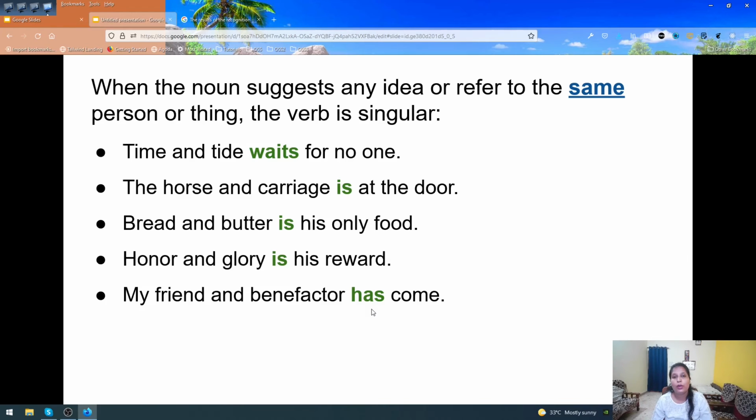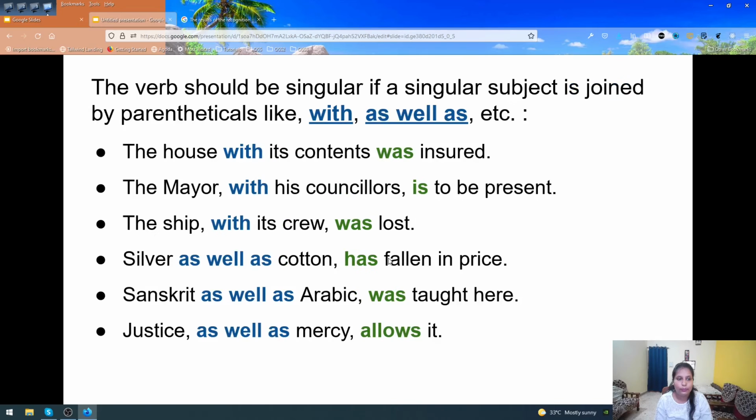Our second rule was when two singular nouns are connected by the conjunction "and", at that point of time our verb is always plural. Yes, and here our third rule, when we are talking about some idea or when we are talking about a person to whom we are referring again, at that point of time our verb is singular. Understood? So let us see the next rule.